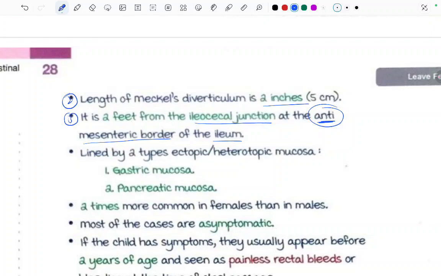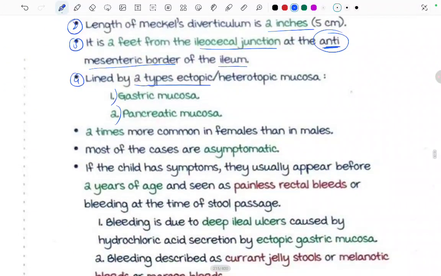Fine. And it is lined by two types of the ectopic or the heterotopic mucosa, that is gastric mucosa, and then comes the pancreatic mucosa. Two times more common in the females than in the males. Most of the cases are asymptomatic. If the child has symptoms, they usually appear before 2 years of the age and seen as painless rectal bleeds or bleeding at the time of stool passage.